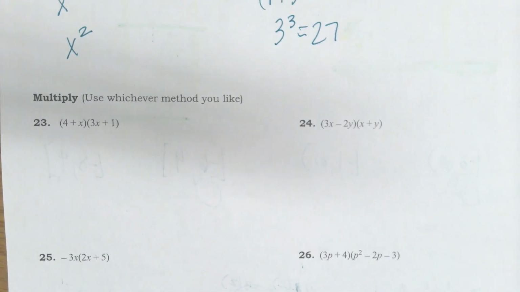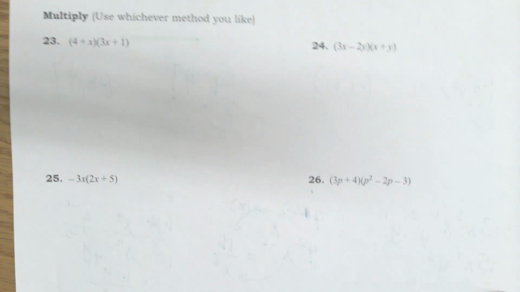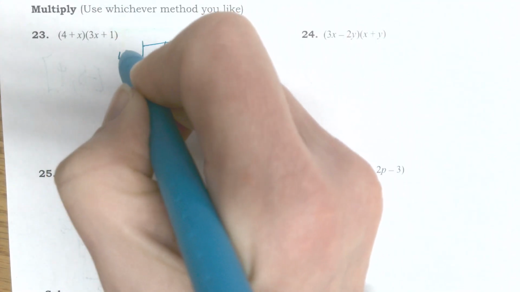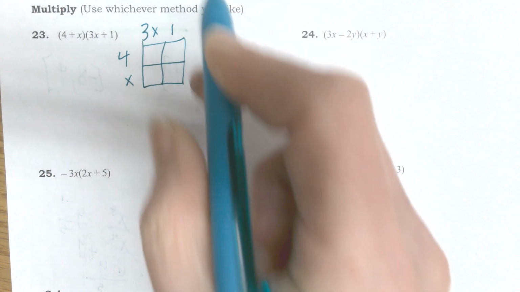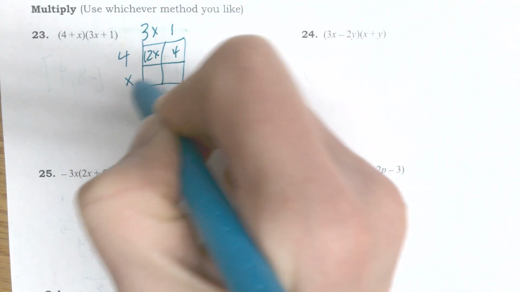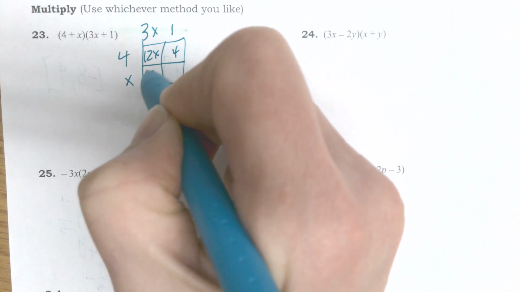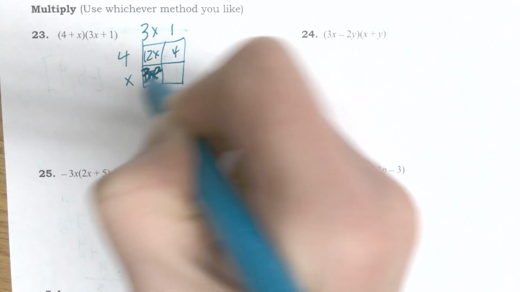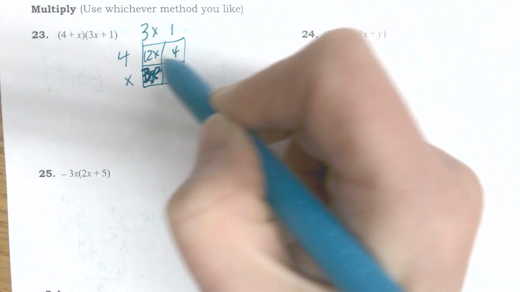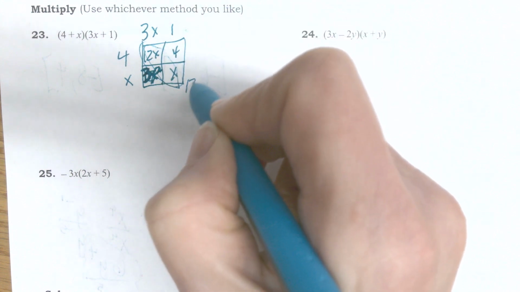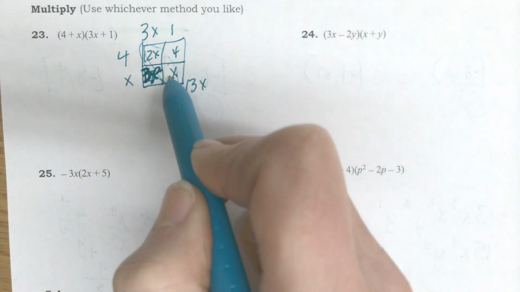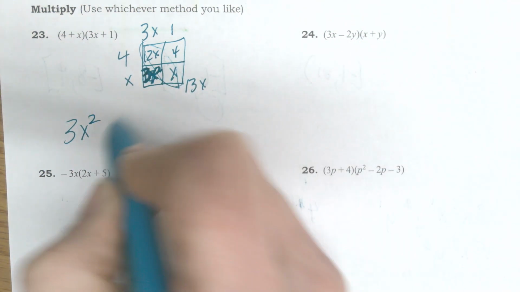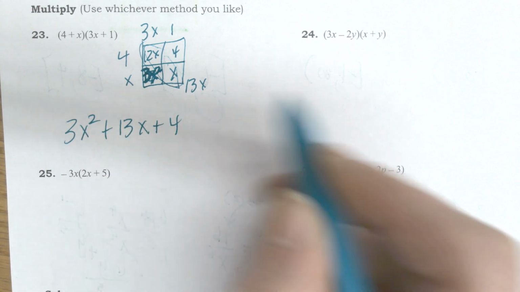And then I have some simplifying with the distributive property. A lot of times we use the box method when they're the double ones like this, and so I put that on the side, 4 and x, 3x and 1. I get 12x and 4, 3x squared and x. And then I look for like terms. Here are my like terms. That's 13x for those. Remember, that's 1x, so 12x plus 1x. So my simplified form is 3x squared, highest power, plus 13x plus 4.